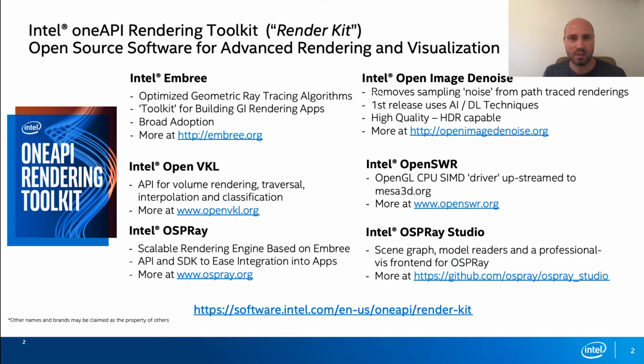And then we have software, for example, Open Image Denoise, which is a denoiser for path-traced images, OpenSWR, which is a fast software rasterizer, and OSPRay Studio, which is a highest level front end that we use for professional visualization and quick demos and proofs of concept. Together, these are the Render Kit.